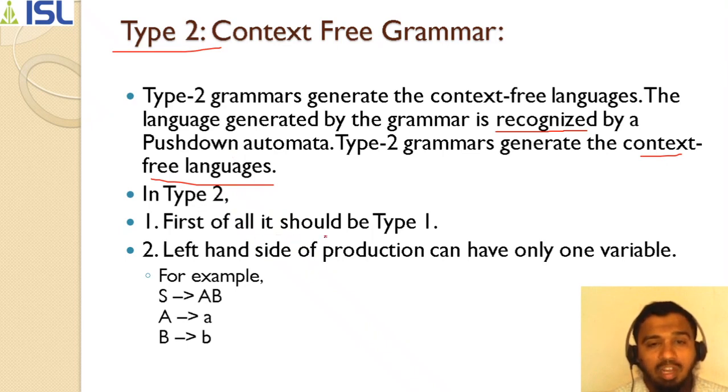First of all, it should be type 1. Left hand side of production can have only one variable. Left hand side, only one variable. See, 1 2 3. Okay, so this is a type 2 context free grammar. Already we saw in detail about this context free grammar in the previous videos.